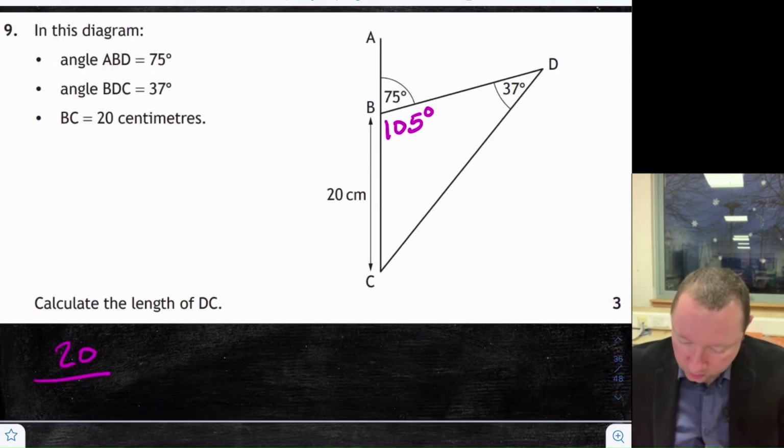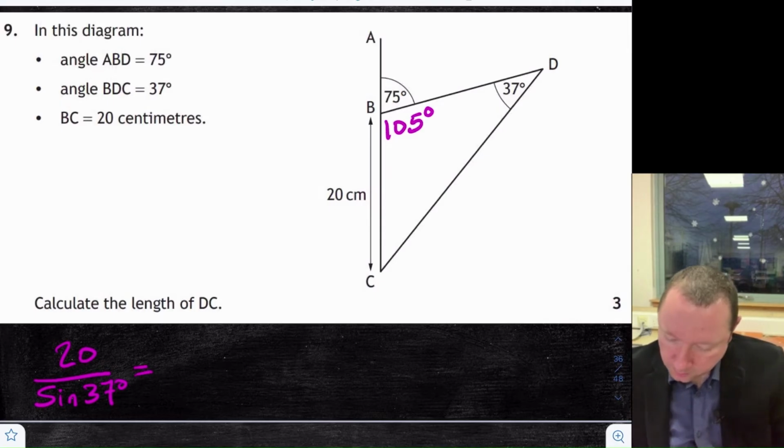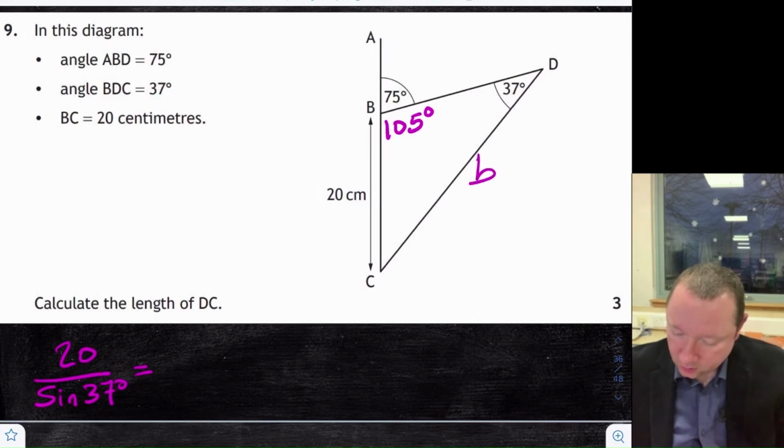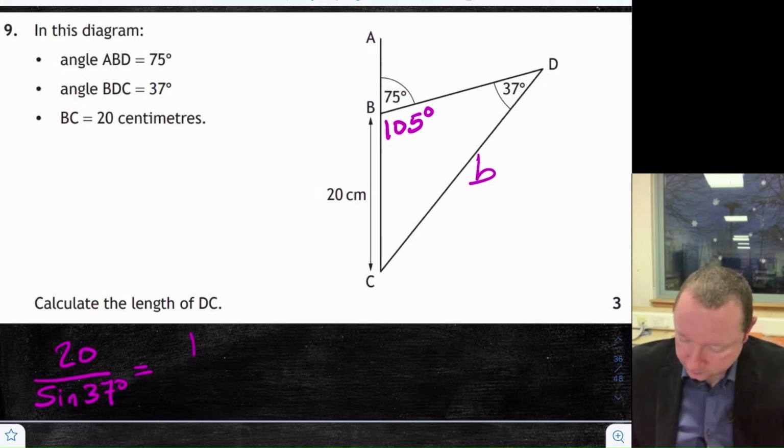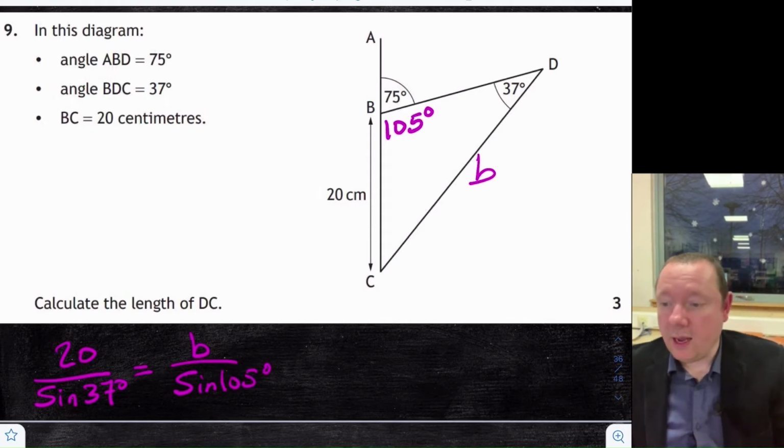20 over sine 37 equals, and it says calculate the length of DC, so that's here. So I'll just call that one B, because of the angle. B over sine 105. Once we get that far, then it's a case of just rearranging it.